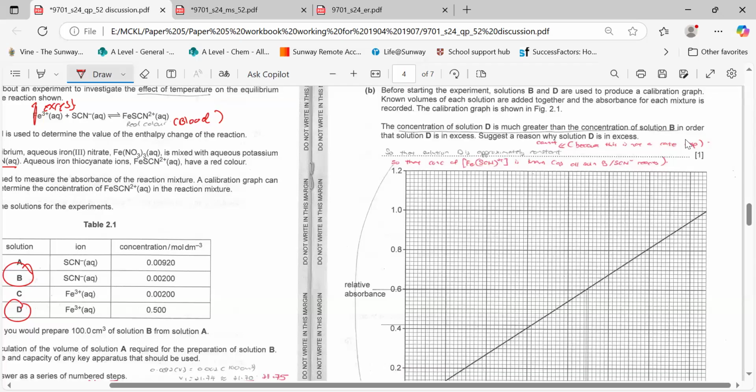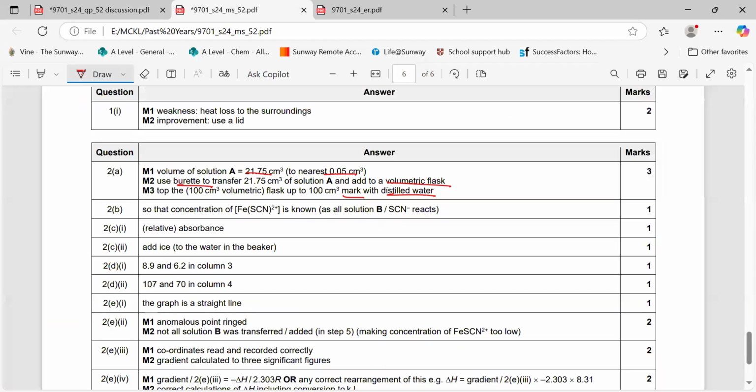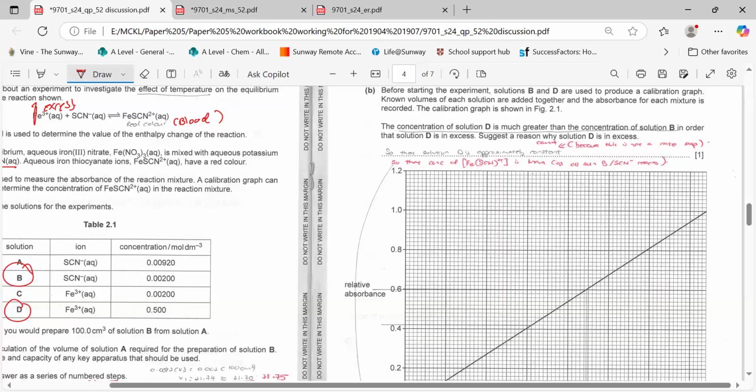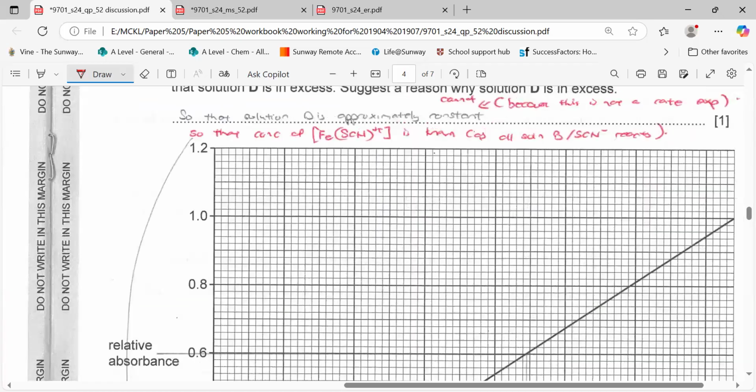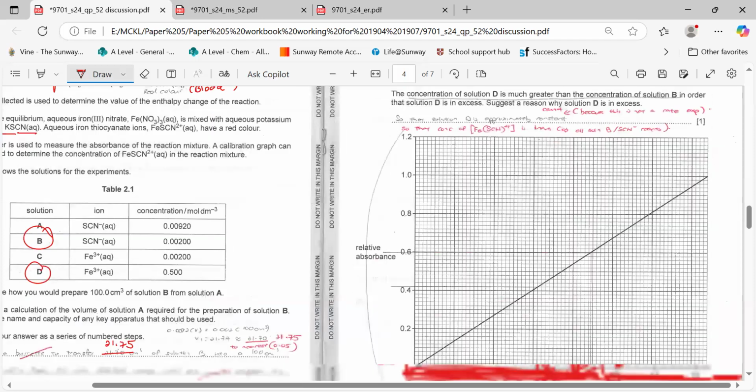So let me explain to you what the correct answer is first, and why it is that answer. They said, so that the concentration of iron thiocyanate is known, or so that all of solution B, thiocyanate, reacts. So I went and investigated in a bit more detail what it means that the concentration of iron thiocyanate is known.